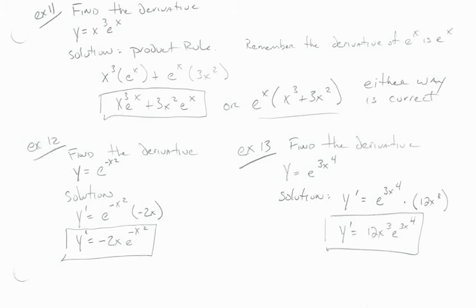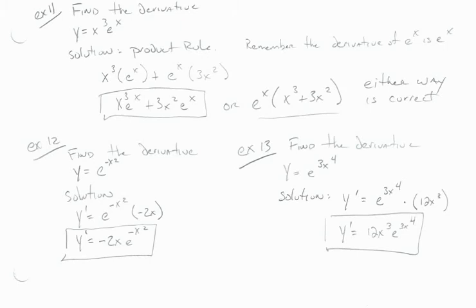So let me rephrase that. Y prime is negative 2x e to the minus x squared. Alright, let's move on to example 13. We want to find the derivative of y equals e to the 3x to the 4th power.